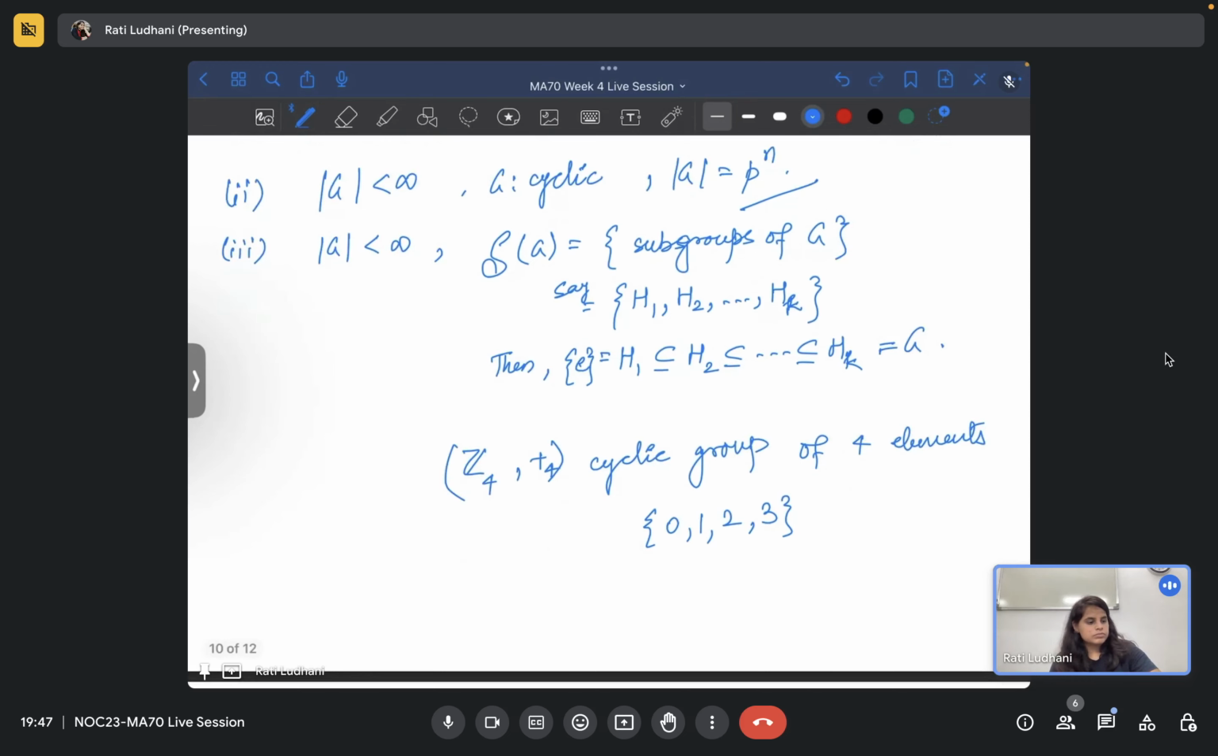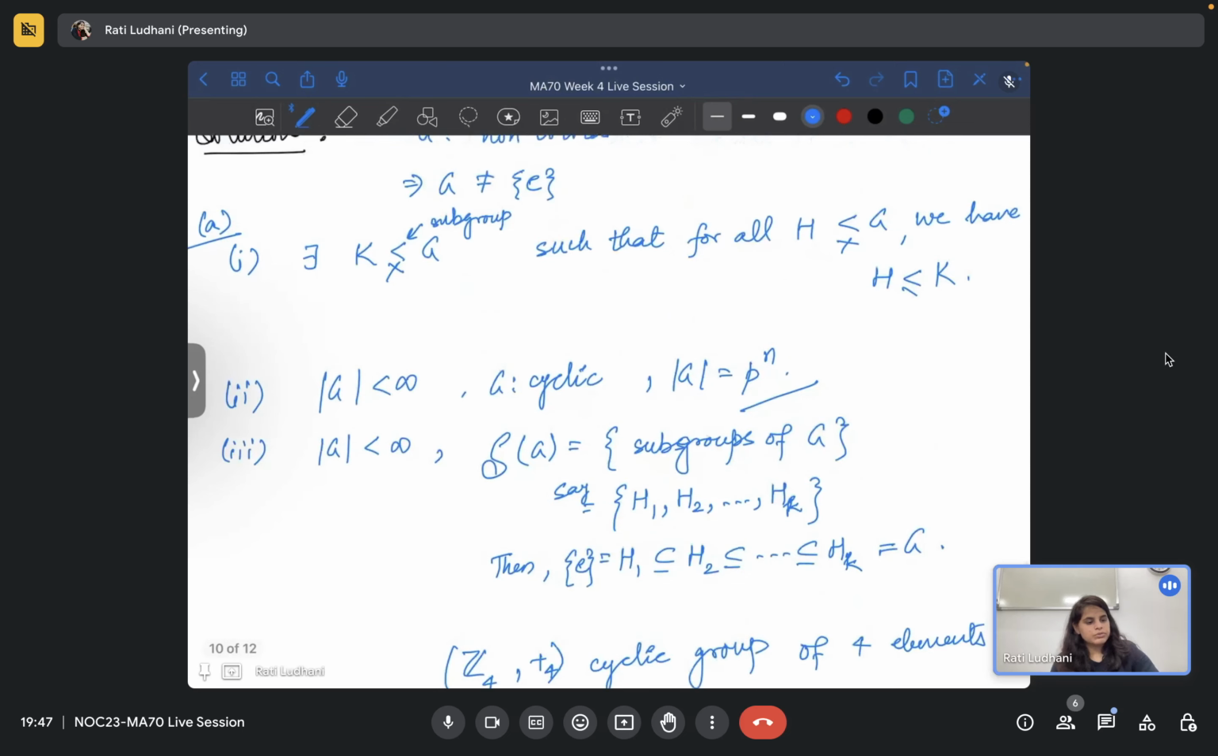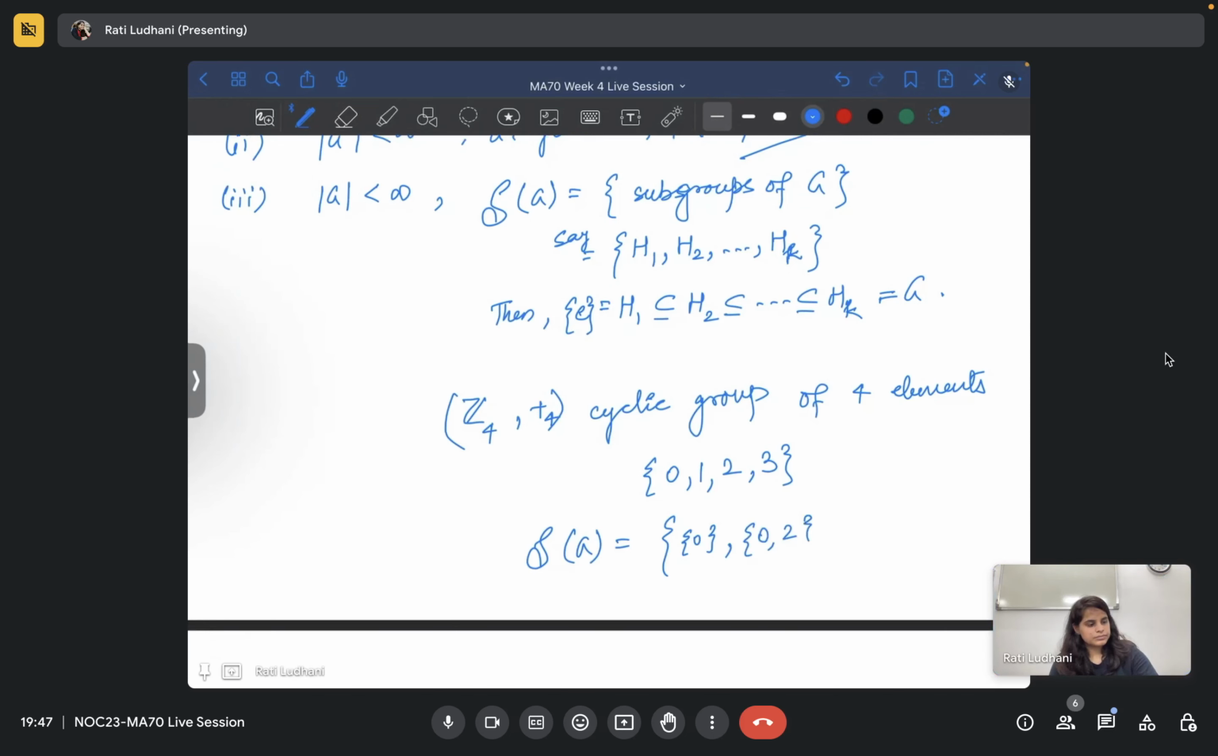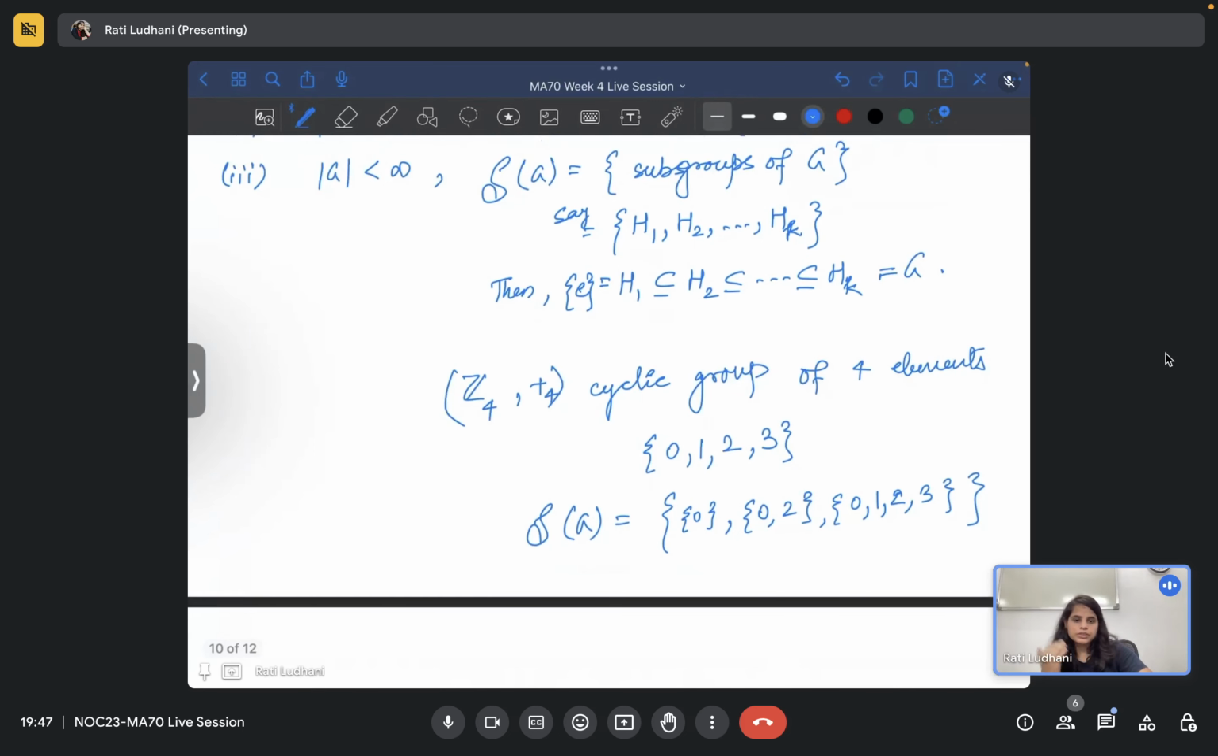So now, for the first part, can you tell me which k I should choose in this case? What are all the subgroups? Let's write what S(G) is. The subgroups will be 0, one subgroup we already have, 0, 2, and the entire group itself. Exactly. Because if 2 comes in as an element of the subgroup, then it generates the full group. So we have just 3 subgroups here.